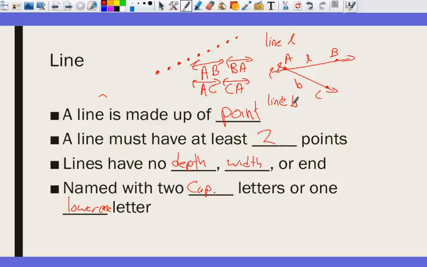1 lowercase letter. So it's missing its subject. So it should say lines are named with. So you're right.